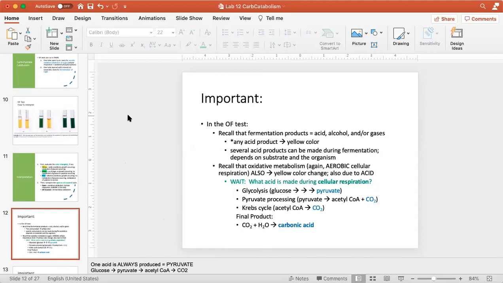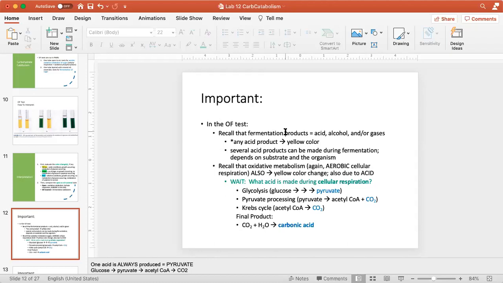Now, one of the things that I want us to start thinking about when we talk about glucose catabolism, when we talk about oxidative metabolism and fermentative catabolism, is where does the acid come from? These tubes are turning yellow and acid is being produced. Where the heck is this acid coming from? Let's talk about the fermentation tube first.